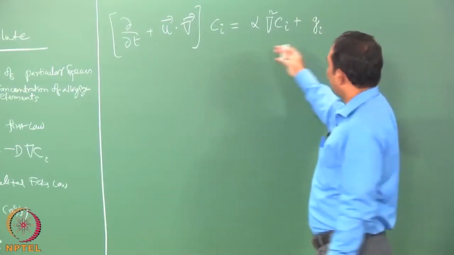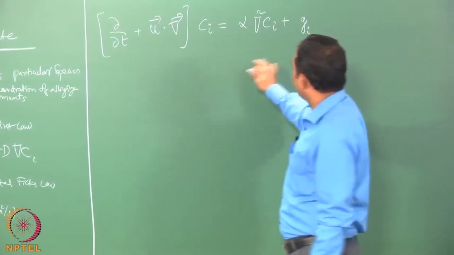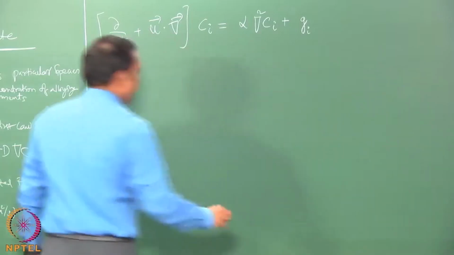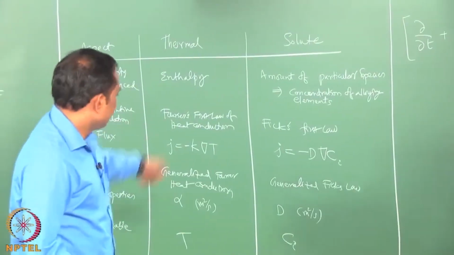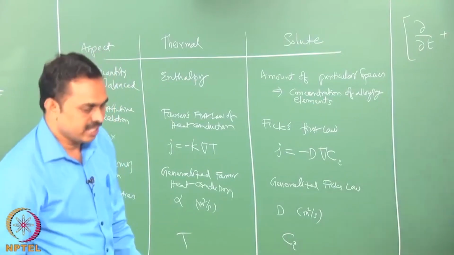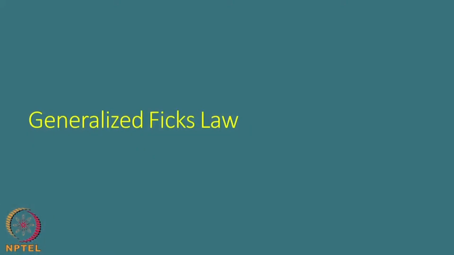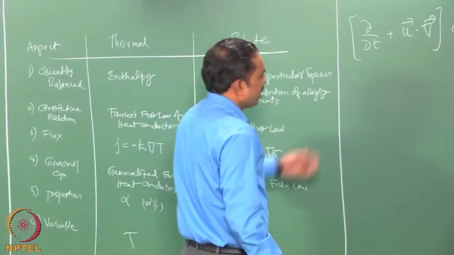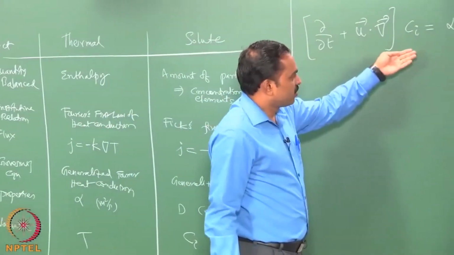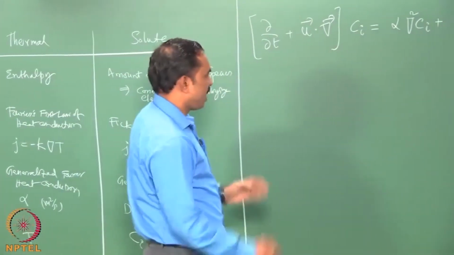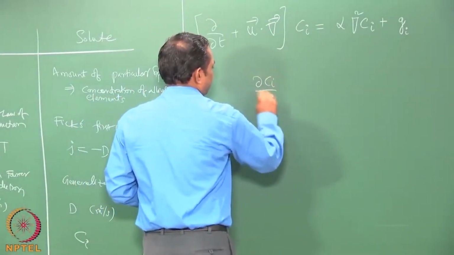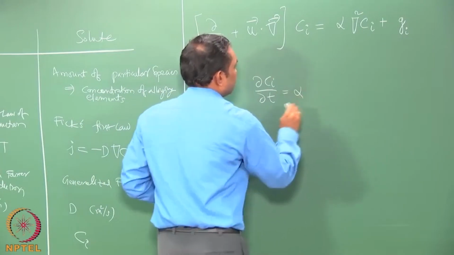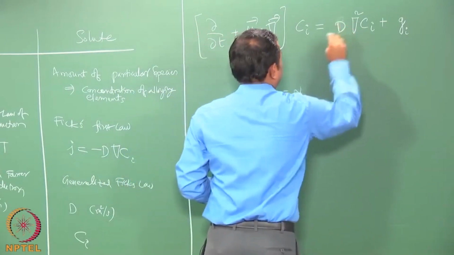So, here is what I have written, the generalized expression, and the meaning of the different terms as we can relate with the mapping is like this. This is the generalized Fick's law, and this is not a form that is found in many of the books, and the form that you would normally see would be this. Here I would just put D.